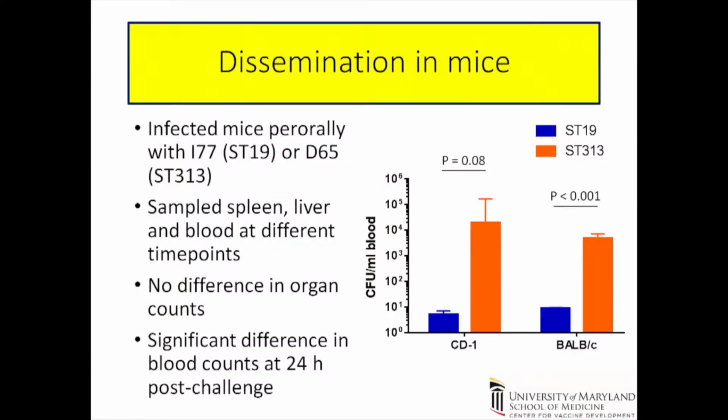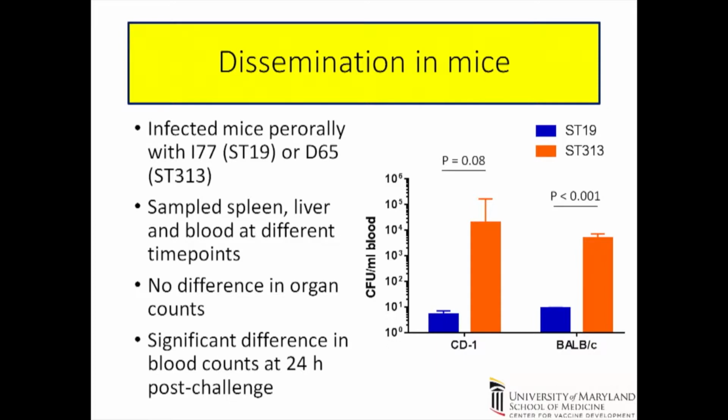So we infected mice perorally with either I77, which is an ST19 strain, or D65, which is an ST313 strain. And then we sampled the spleen, liver, and blood at different time points, so 3 hours, 8 hours, 24 hours, and 72 hours post-infection. So firstly, there was absolutely no difference in the organ counts. Both ST19 and ST313 were able to access the spleen and liver at equal levels.